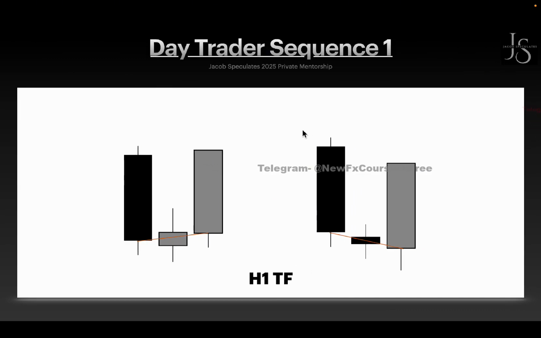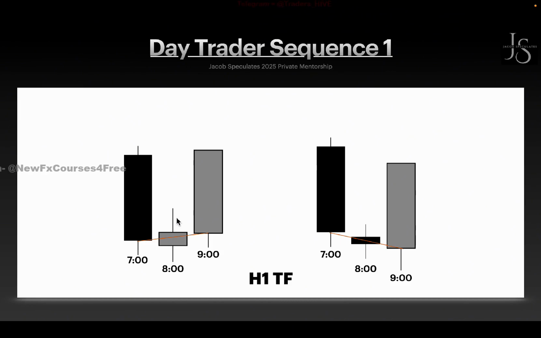And now looking at day trader sequence 1. So again, things get a little bit more specific. So with day trader sequence 1, the A plus perfect scenario is if 8 a.m. is a TPD, but this could be 7 a.m., this could be 8 a.m., or this could be 9 a.m. But the most prominent and best case scenario is going to be 8 a.m. as you follow with the order of operations. That's a little gem for you right there.